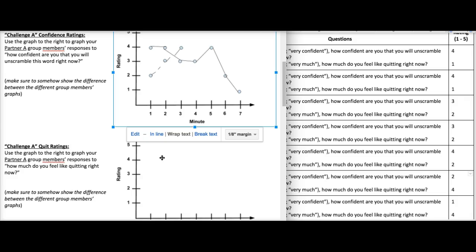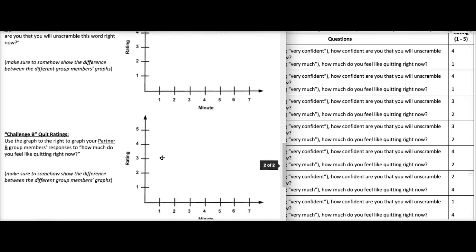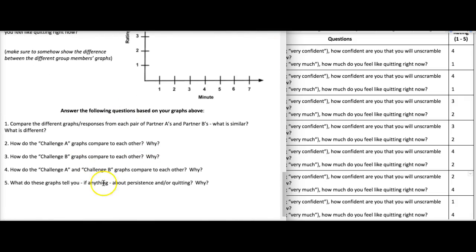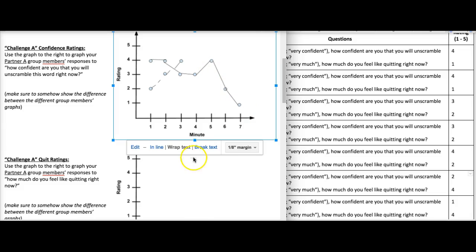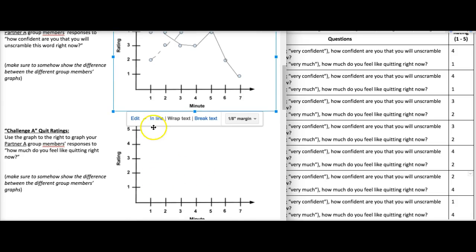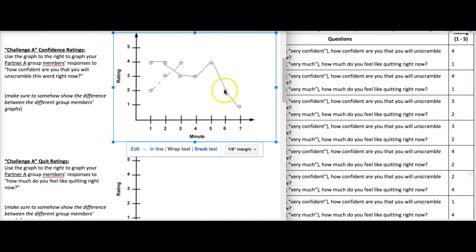Just read carefully, make sure you know which information you're putting in there, which partner, so you know where you're pulling these numbers from. But otherwise, then you're just going to graph everything in there and then answer these questions the best you can with your group to try to figure out what does this information show you? If anything, what can you learn from it? What do the graphs mean? If they're very similar, does that tell you something? If they're opposite, does that tell you something? And what does it mean about persistence?